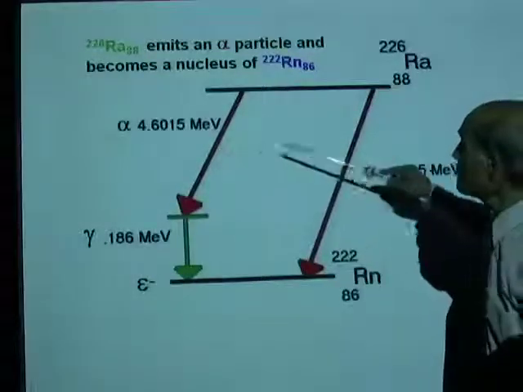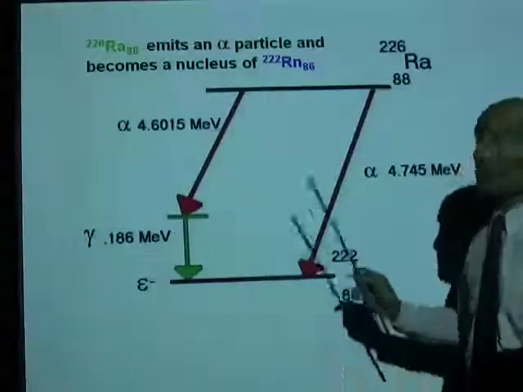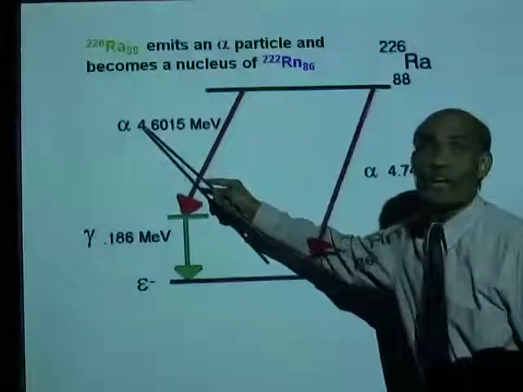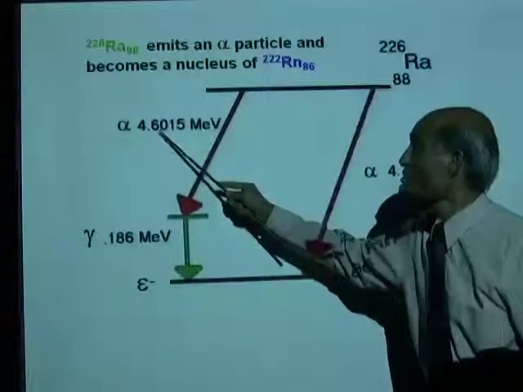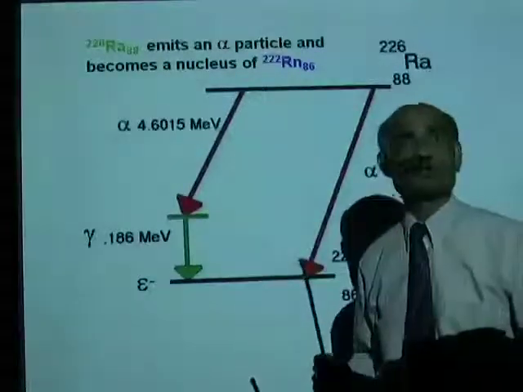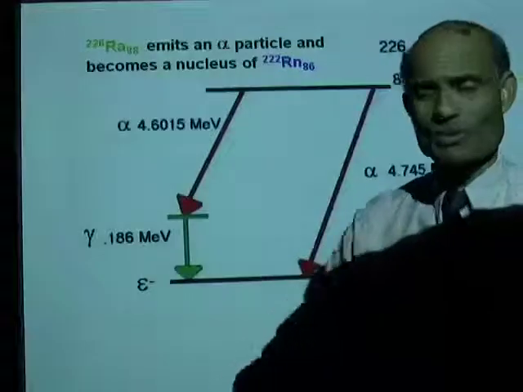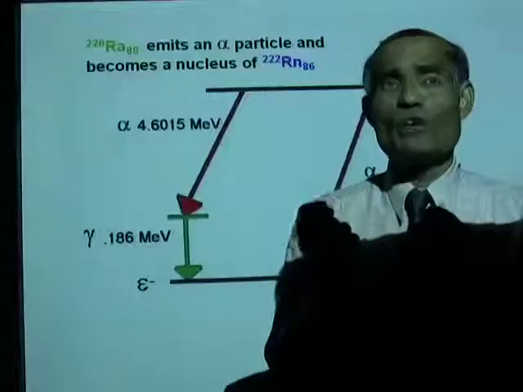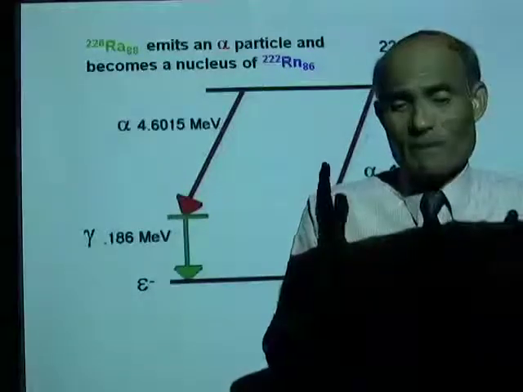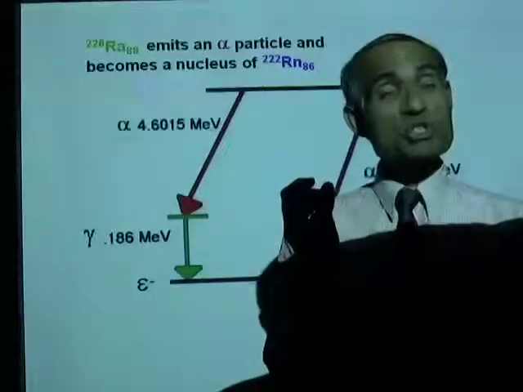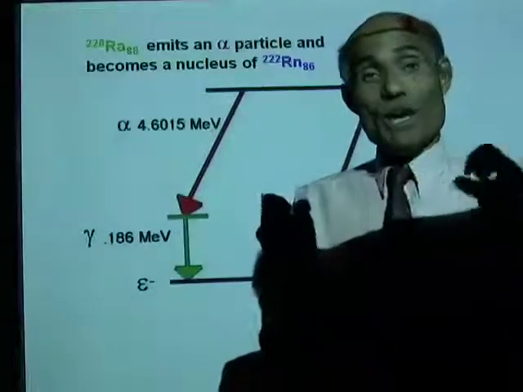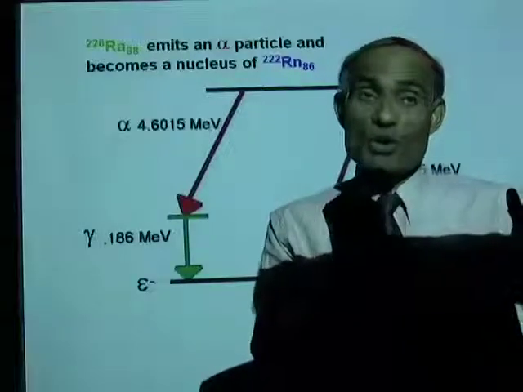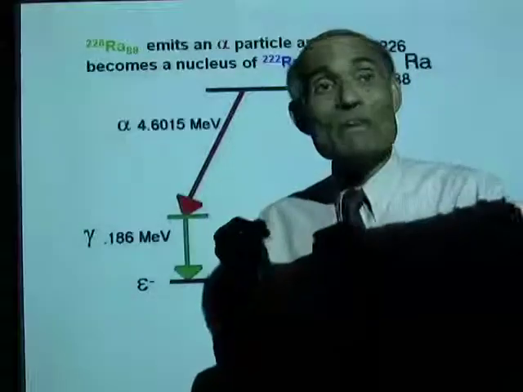There are 2 processes pictured here. One is an alpha particle that carries an energy of 4.6 million electron volts. What is a million electron volts? An electron volt is the energy acquired by an electron when it is accelerated by a potential difference of 1 volt. A million electron volt is the energy acquired by one electron when it is accelerated by 1,000,000 volt.